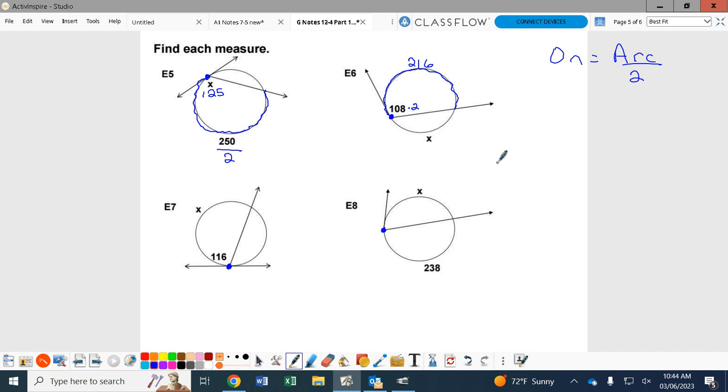Now, that is not the one we're looking for. We're looking for the x on the bottom. How can I find that using old information? Yeah, 360 minus that 216 is going to leave me what for x? 144. So x would be 144.